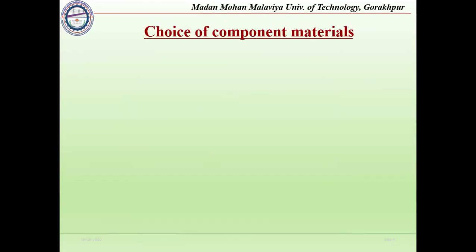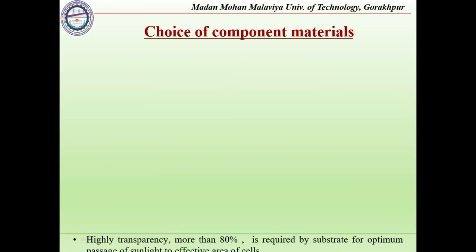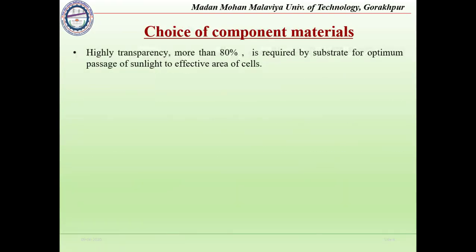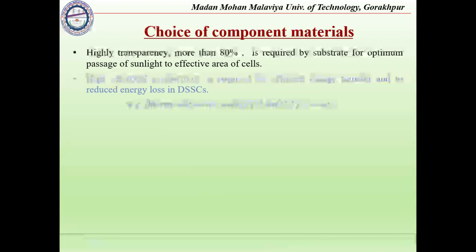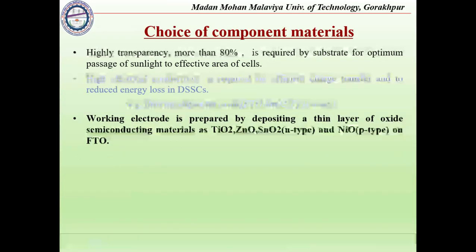Now I will discuss the basic components of the dye-sensitized solar cell material. What are the basic materials? A dye-sensitized solar cell requires a highly transparent substrate for optimum passage of sunlight to the effective area of the cell. And the substrate should have high electrical conductivity. That's why we use fluorine tin dioxide and indium tin oxide as a substrate in dye-sensitized solar cell material.